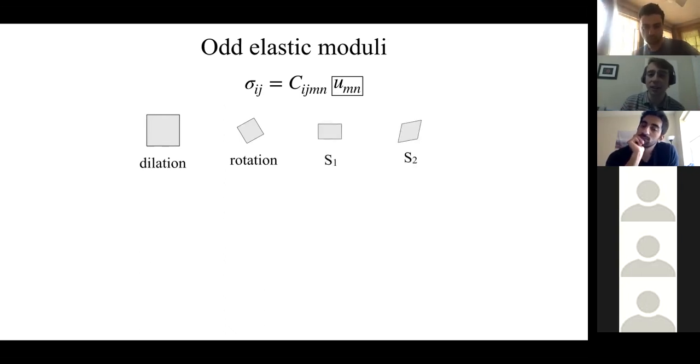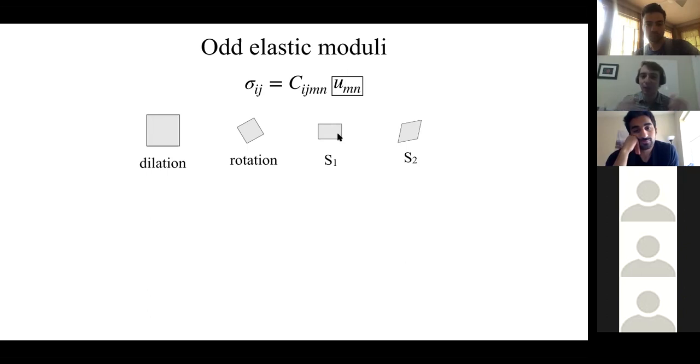So dilation is a change of volume without a change of shape. Rotation technically is not strain, but it is a gradient of displacement. So for generality, I'll actually include it. And I'll think of this UMN as being, strictly speaking, displacement gradient and not strain, but that won't play a major part in what I discuss. And then the shear is a change of shape without change in volume, and it comes in 2 types.